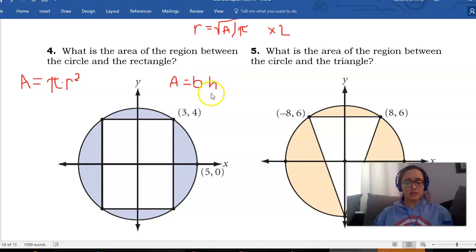So finding the radius, finding the base and the height is a little more complicated because we're given some coordinates in ordered pairs rather than the actual dimensions of the shape. So we're going to have to figure out those measurements.